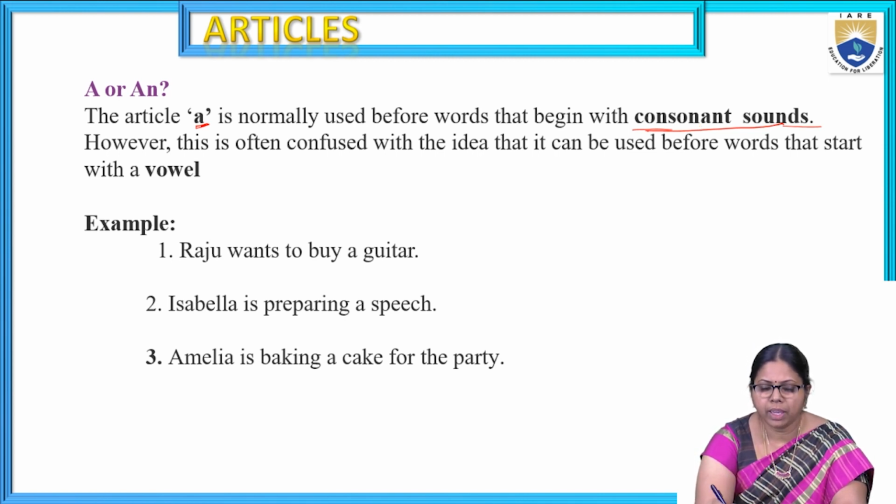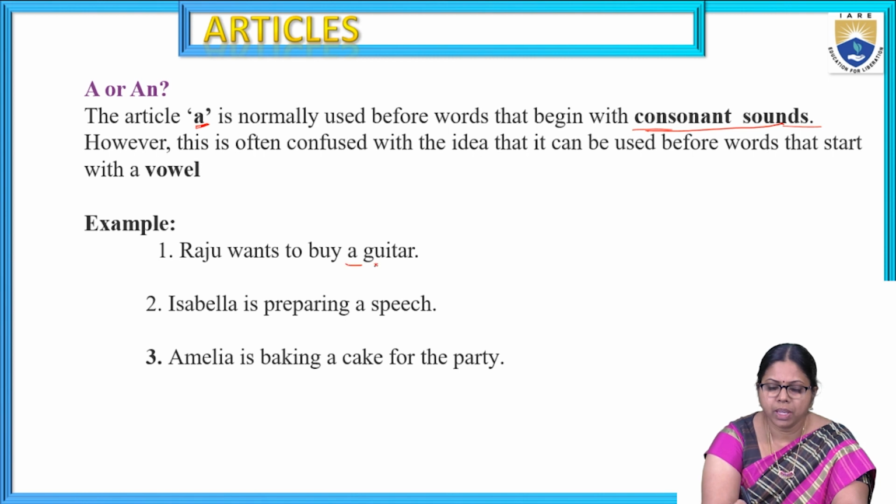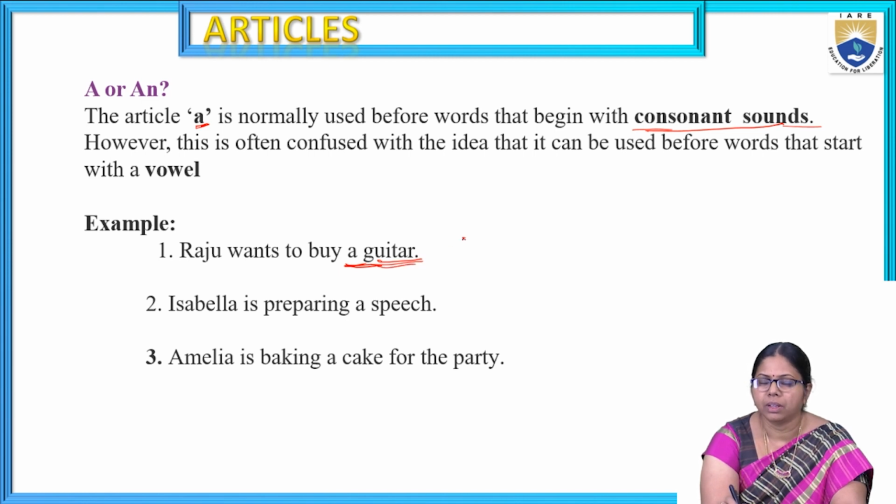For example, see the example. Raju wants to buy a guitar. So a guitar, in general, he is not specific about any particular guitar. He wants to buy a guitar to play music. So when you pronounce the word guitar, the word starts with a consonant, and the sound which we get here is also a consonant sound. That is the reason why we use the article A here.